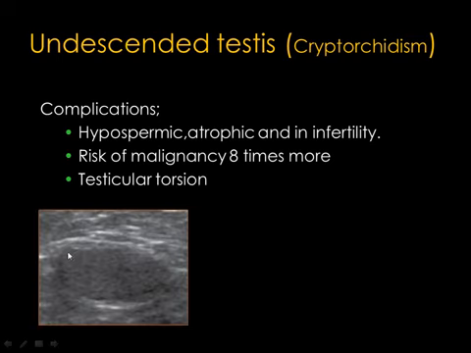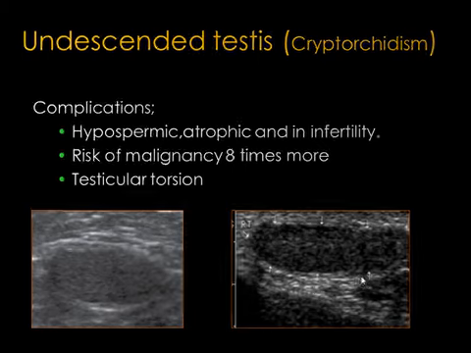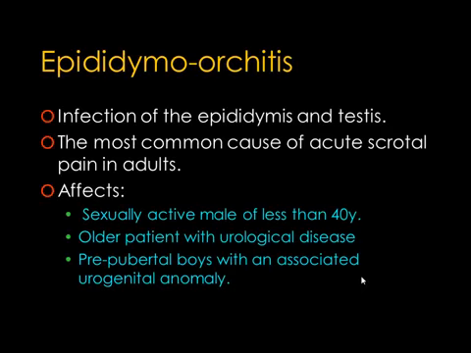This is an example of an undescended left testis, small and hypoechoic. It is seen next to the internal inguinal ring. Another example of an inguinal undescended testis in a 3-year-old boy with a single palpable testis. Testes are elongated and relatively decreased in echogenicity.